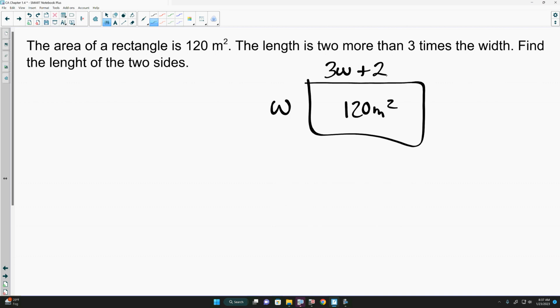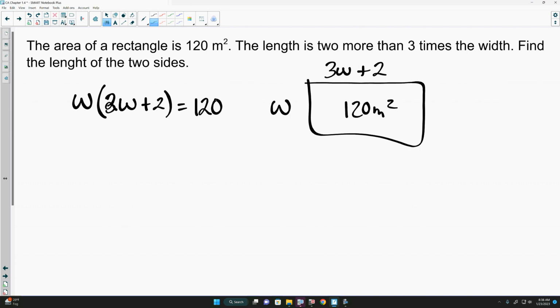So are we good on how this is set up? The width is W, the length is 3 times W plus 2. Now area is length times width. Well, our width is W and our length is 3W plus 2, and it's equal to 120, because length times width is the area. Questions on how we've got this set up?